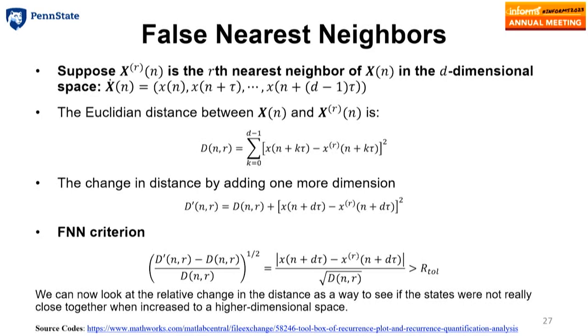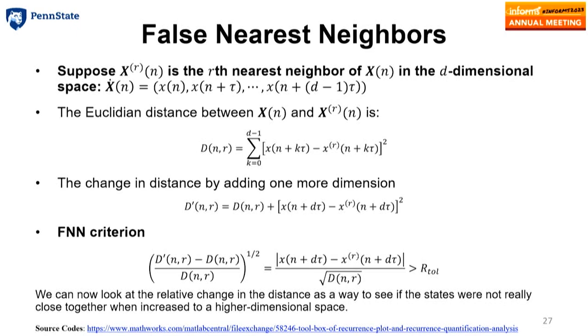That means we're going to add d. You see here, this is d minus 1, right? From 0 to d minus 1. So in total, we have d dimensions. Now we're going to go one more dimension, that is d. And then we get the actual calculation of the neighboring calculation. We want to see how much change we have. This will become the false nearest neighbor criterion.